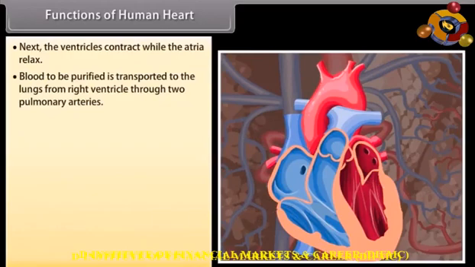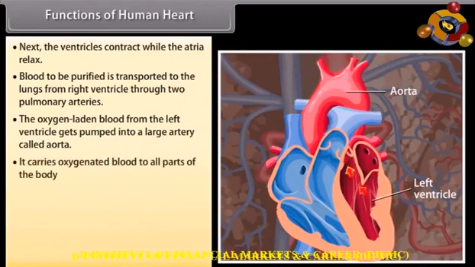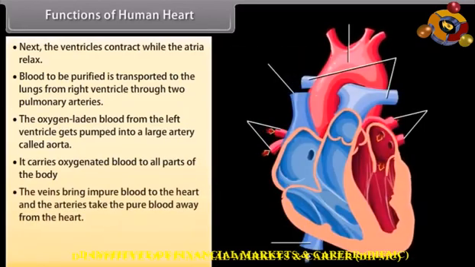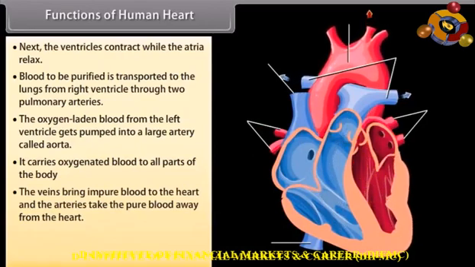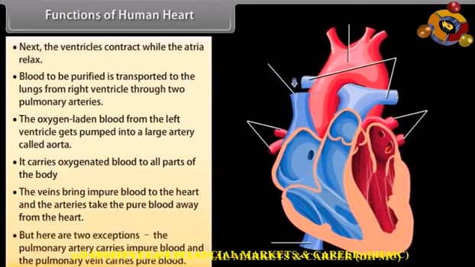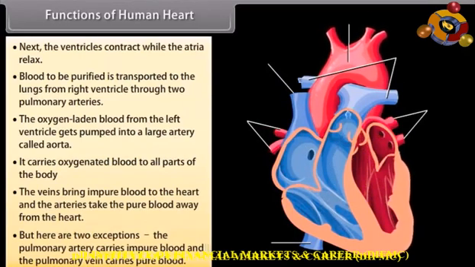Blood to be purified is transported to the lungs from the right ventricle through two pulmonary arteries. The oxygen-laden blood from the left ventricle gets pumped into a large artery called the aorta. It carries oxygenated blood to all parts of the body. The veins bring impure blood to the heart, and the arteries take the pure blood away from the heart. But there are two exceptions. The pulmonary artery carries impure blood, and the pulmonary vein carries pure blood.